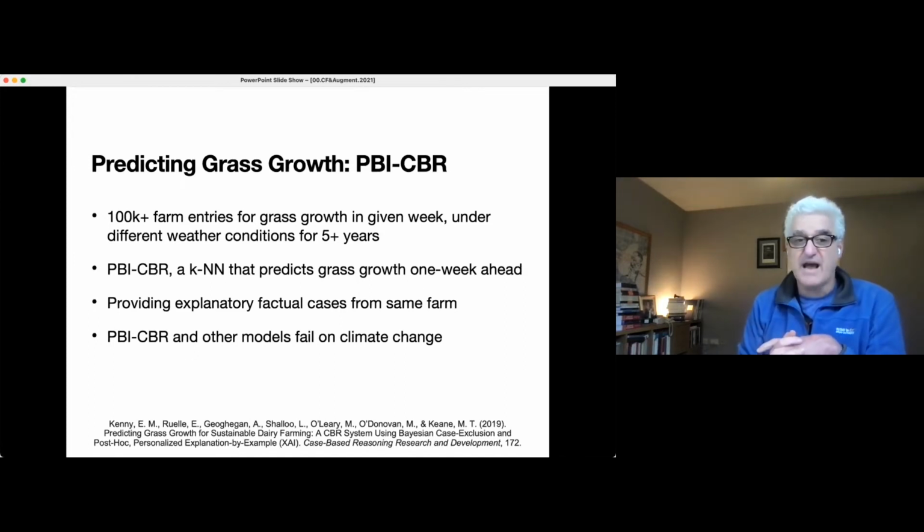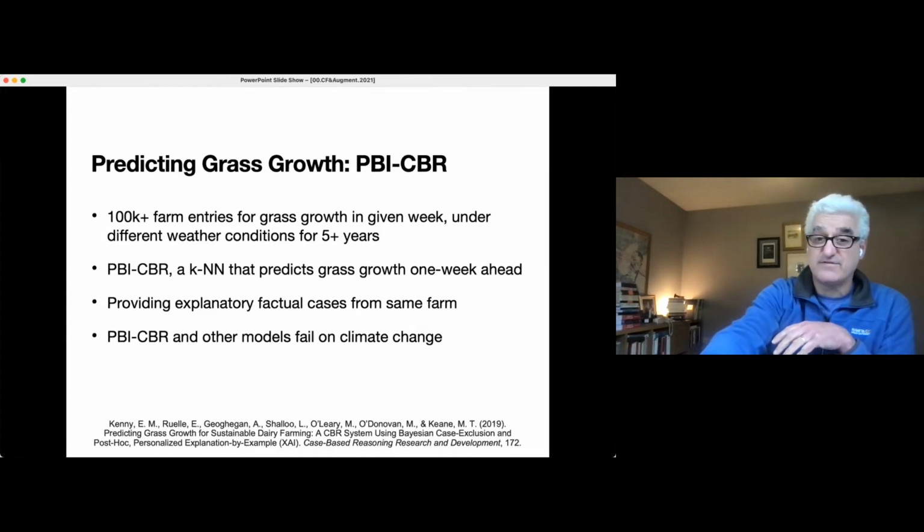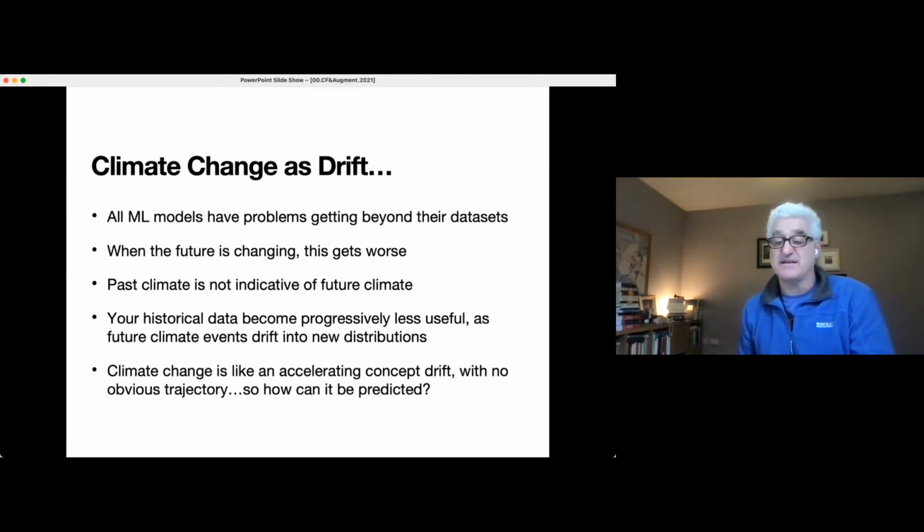However, one of the things that happens with this model is, of course, it fails on climate change. It fails to deal with 2018. And indeed, if you look at an awful lot of machine learning models we currently have, one of the key problems, which is recognized even in the hugely successful deep learning models, is that they have a problem getting beyond their data sets. This is especially a problem when the future is changing. So even when the future is fairly static, these models have a problem with that. And climate is a case in point.